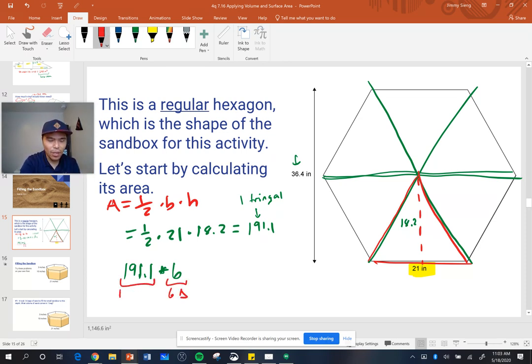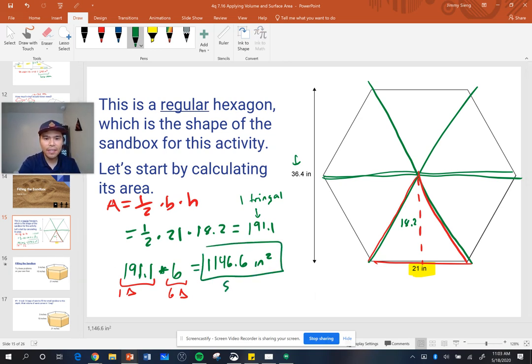And this represents one triangle. We times those together. Looks like my base is going to be about 1,146.6 inches squared, all right? So that's going to help us find out some other parts of this, but keep in mind this is going to be the area. This is the base area. Not surface area. This is the base area.